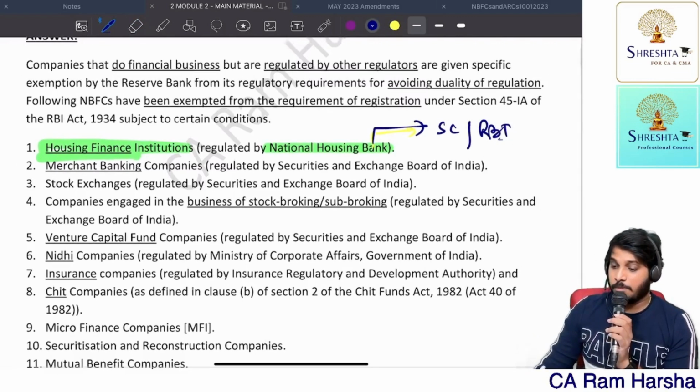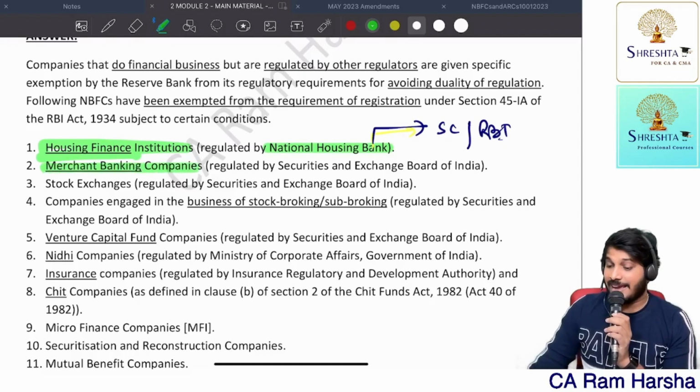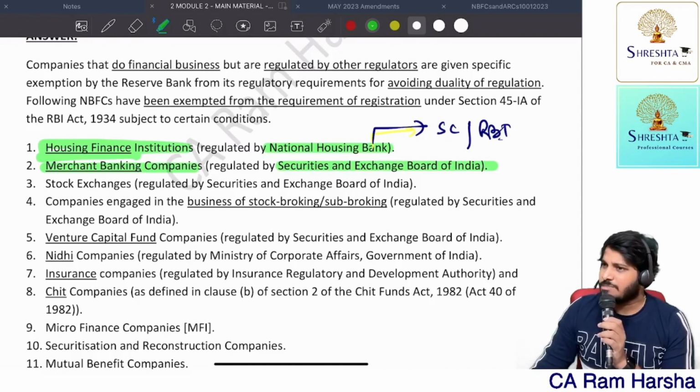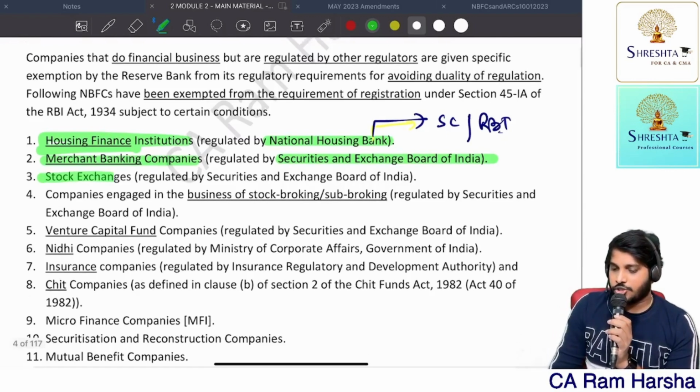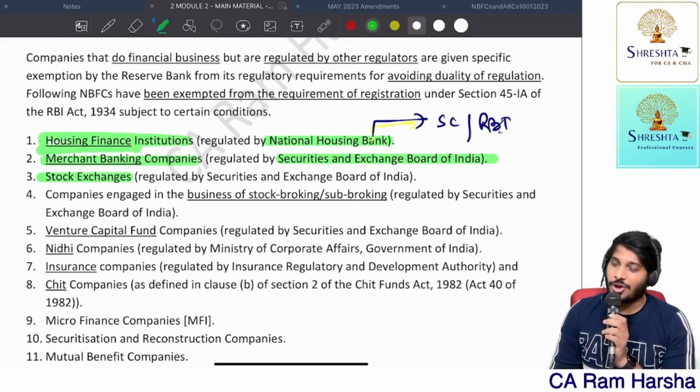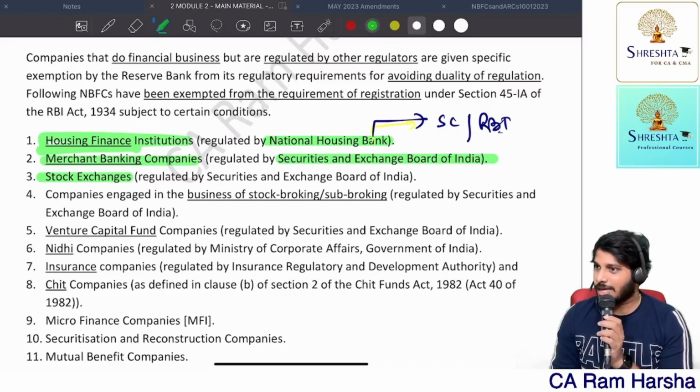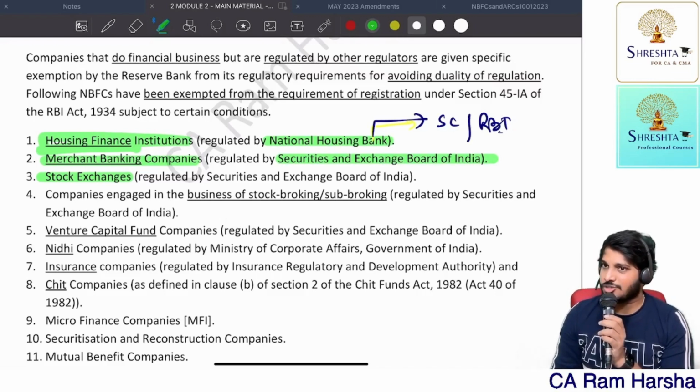Next, merchant banks. Merchant banks, they are exempted. Getting it? Because they are regulated by SEBI. What are merchant banks? Stockbroking, underwriting companies. Getting it? Stock exchanges, they are exempted. Because for stock exchanges also, the predominant income is what? Income from investments, income from brokerage. Correct?